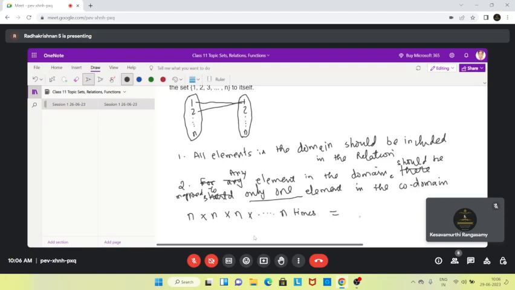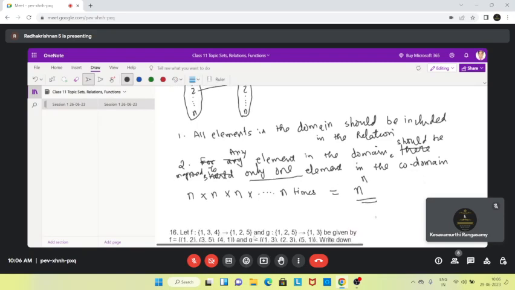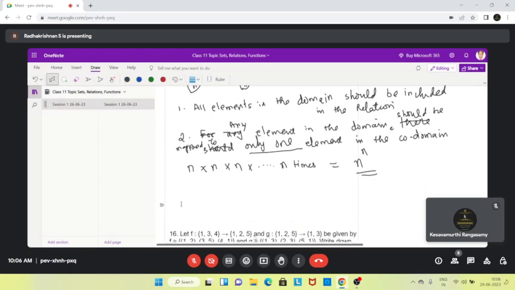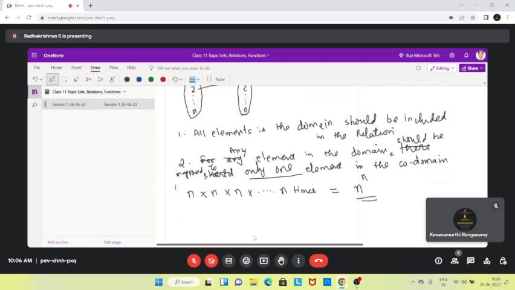What is this value? N to the power of n. Typically, in this case, the domain and the codomain both have the same number of elements.